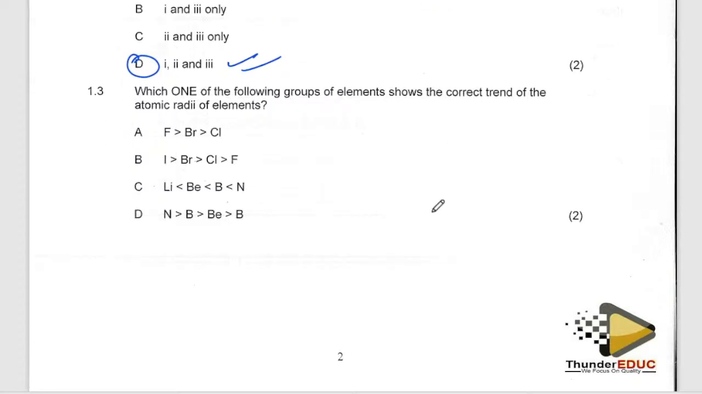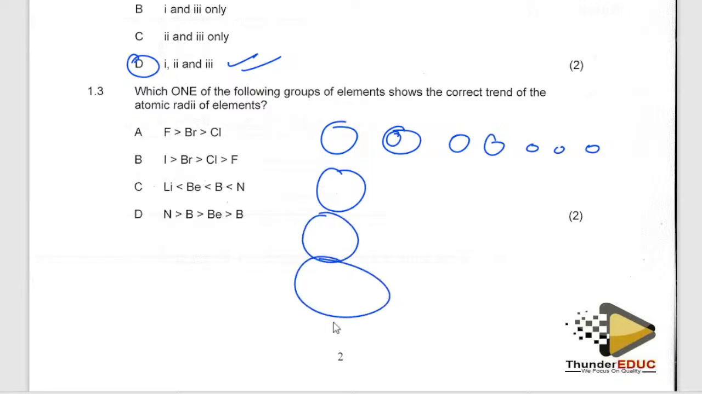Which one of the following groups of elements shows the correct trend of atomic radius? As you move across the period, the atomic radius keeps on reducing, because you're adding electrons on the same shell. Therefore the attraction increases and the size decreases. And as I explained yesterday, as you go down the group, the atomic radius increases because you're adding shells.